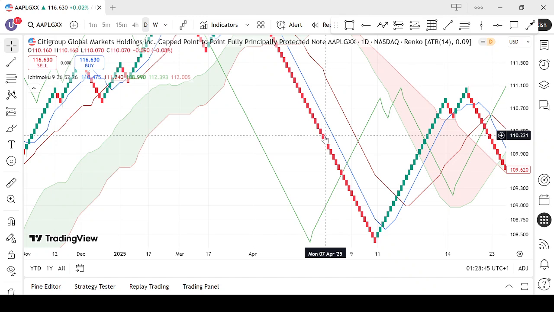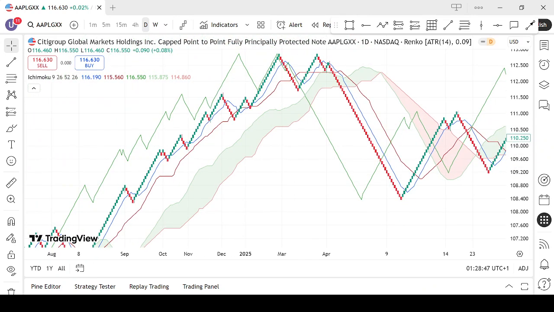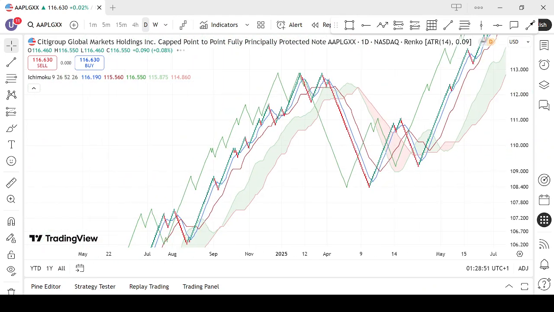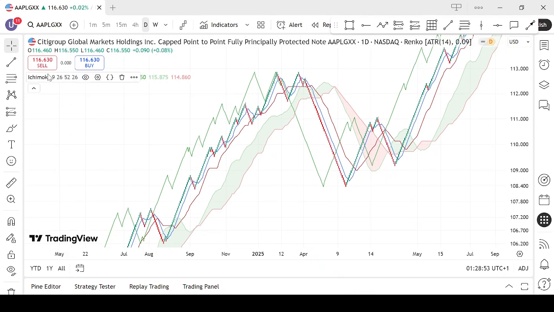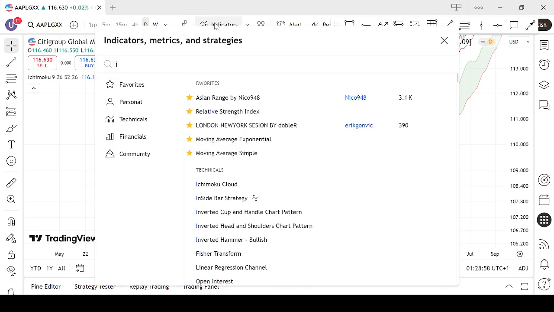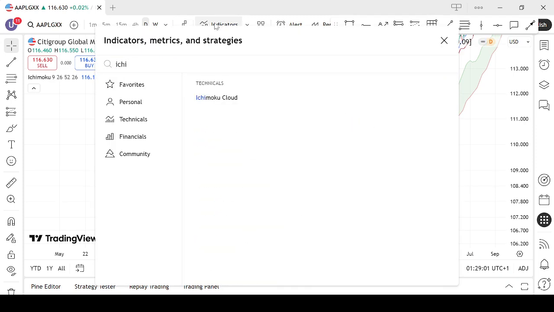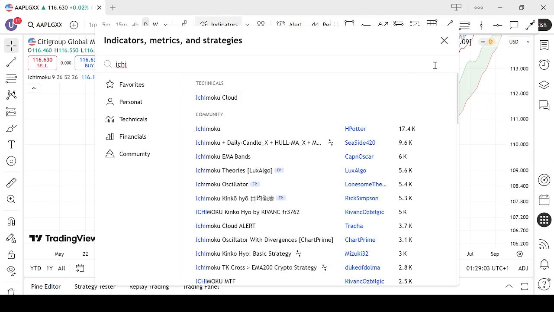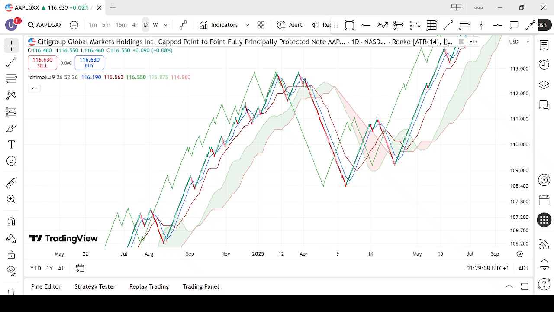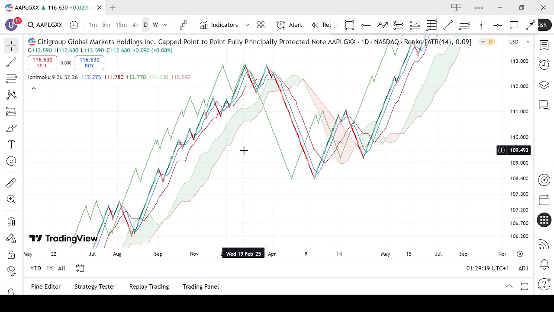The Ichimoku Cloud is the next indicator that you will need to add to your screen. You just need to go to your indicators and type Ichimoku. This is the indicator we are adding to our screen, the Ichimoku Cloud. It was developed by Hosoda. It adds depth to your analysis by incorporating multiple components. The two key elements we are going to focus on are the Kumo cloud and the Chikou span.